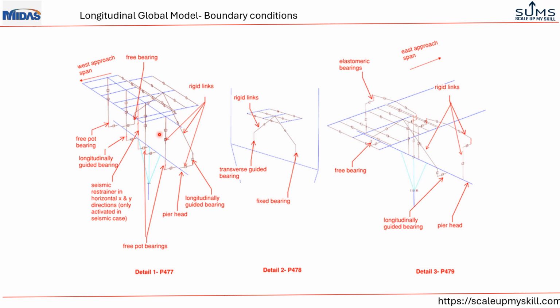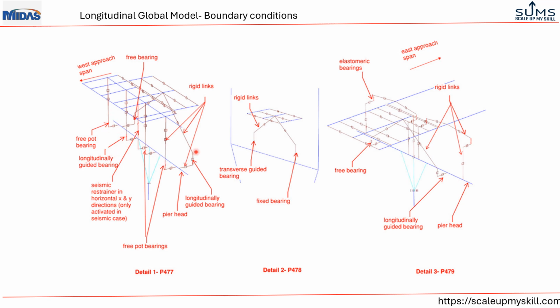And detail 1 and detail 3 are bearing details and their connection to the adjacent slab and adjacent deck location. Basically this is a pier head, and on one side, the west approach, there are four types of bearing. One is longitudinally guided and three are pot bearings.